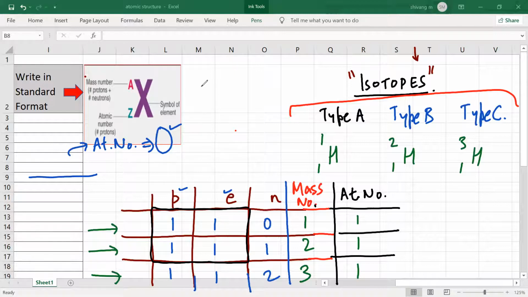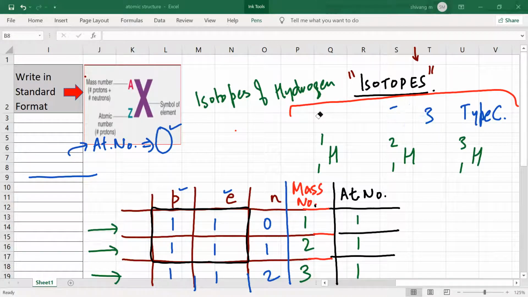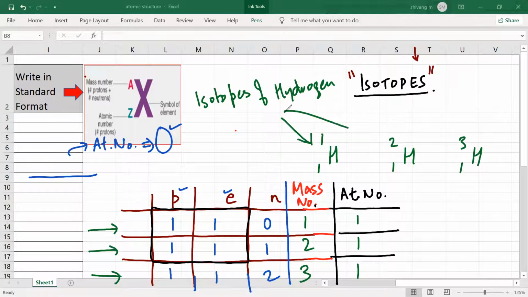So whenever somebody asks you what are the isotopes of hydrogen, you will say that there are 3 isotopes of hydrogen. Have you understood? Okay, sir. This word type is being used by me just to explain. This is not a technical word.